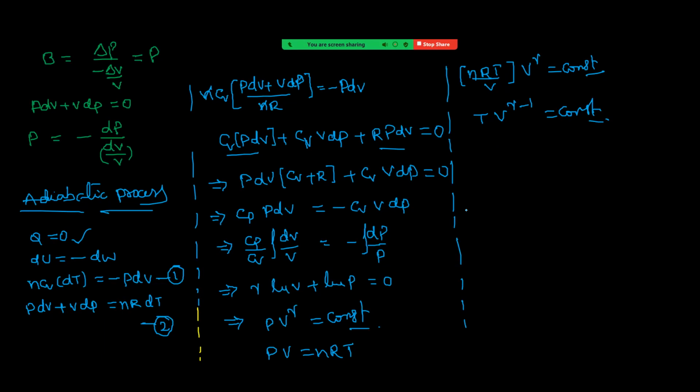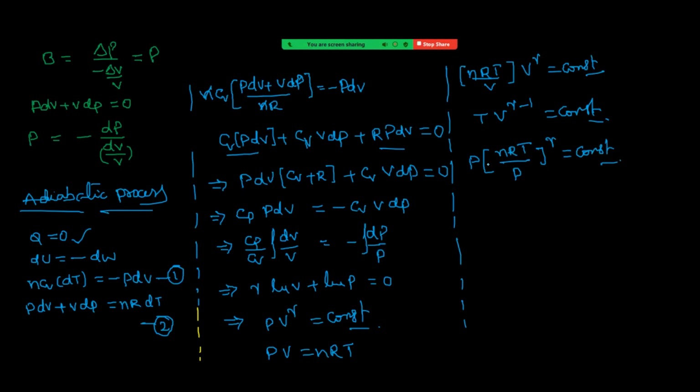Pressure and temperature. Then see what we can do. In the place of volume from the gas equation, writing nRT by P in the place of volume, all to the power gamma, that is equal to constant. Then see what we get.